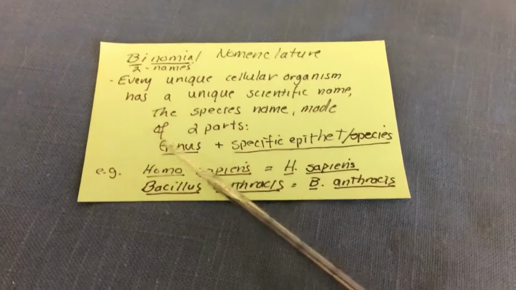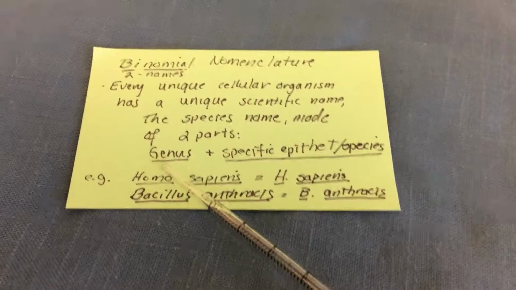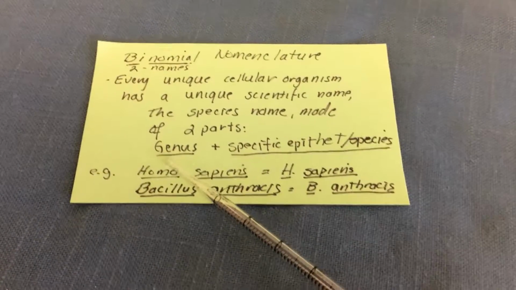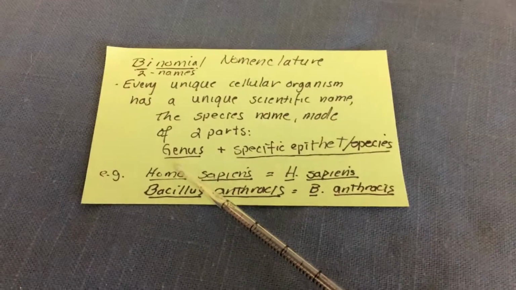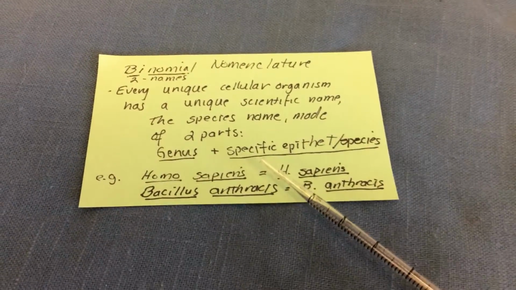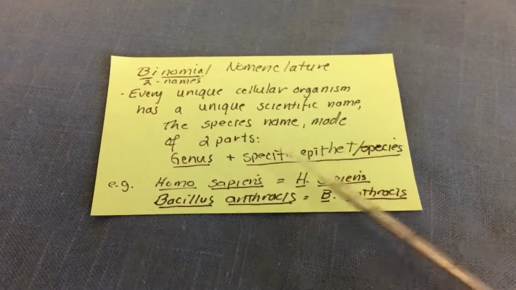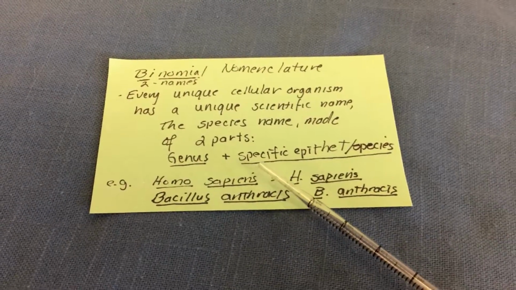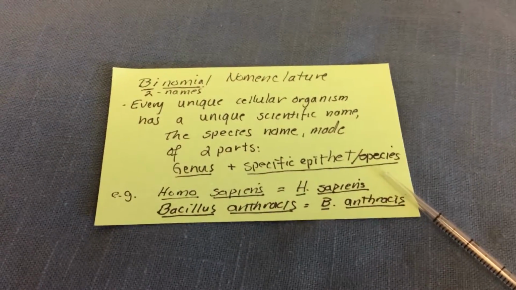genus, and we always capitalize the genus name, and we always want to make the genus name appear different from surrounding text. So if I'm just writing, I could underline it. If I'm using a word processor, I could italicize it. And the second part of this unique scientific name is called the specific epithet, or often it's referred to as a species name. It will be in lowercase, and again, we want to make it different from surrounding text, so we can either underline it or italicize it.